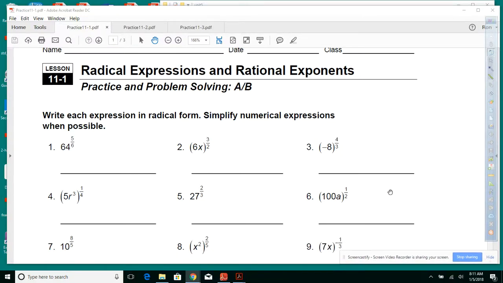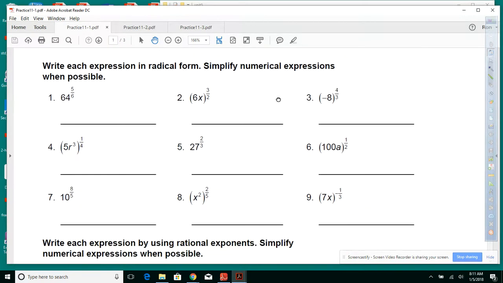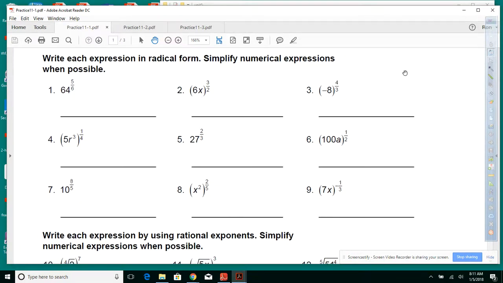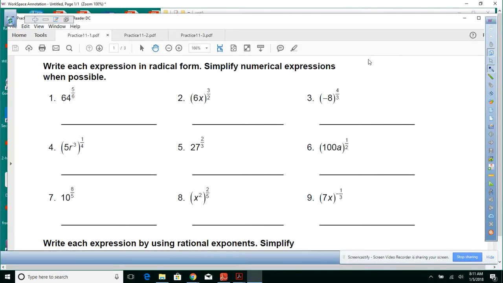Algebra 2, Lesson 11-1 Review. Write each expression in radical form. Simplify numerical expressions when possible. Okay, radical form looks something like this right here. That one there's for square root. This one here is for cube root, and then the fourth root, and so on and so on.